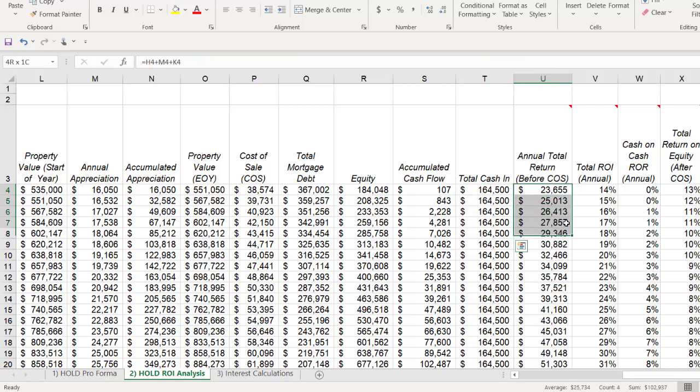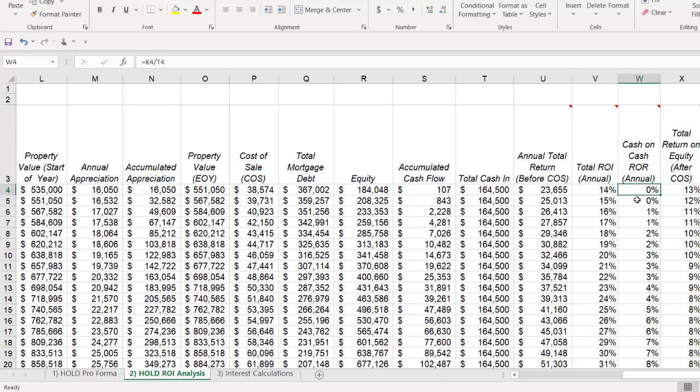This is your total return over time. And what that basically is, that's your debt pay down, your appreciation in the property, plus your cash flow. And then look, here's your total return on investment, total ROI. So your total return is based on a number of factors. Again, that is your debt pay down, your appreciation, and your accumulated cash flow.